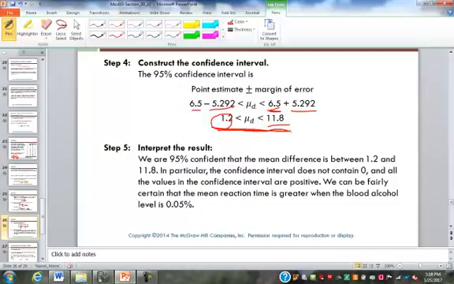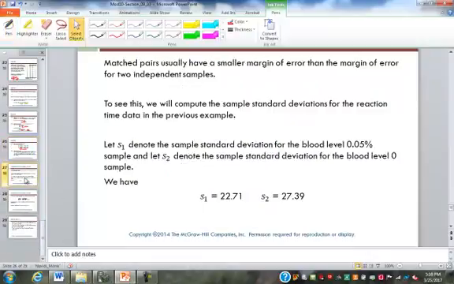Now what we see here, this interval does not contain 0. So this interval is actually providing evidence that there is a difference. So we can say that we're 95% confident that the mean difference is between 1.2 and 11.8. And again, since this confidence interval does not contain 0, and all the values of the confidence interval are positive, we can be fairly certain that the reaction time is greater after you've consumed that amount of alcohol.